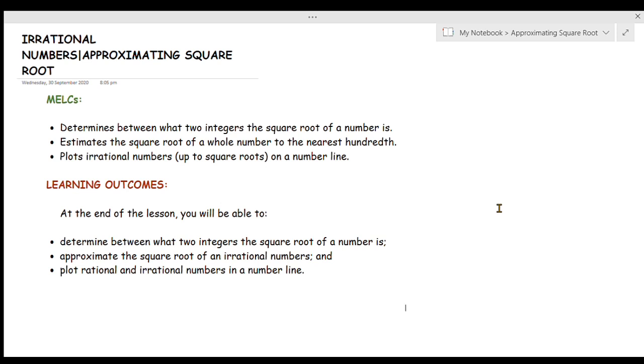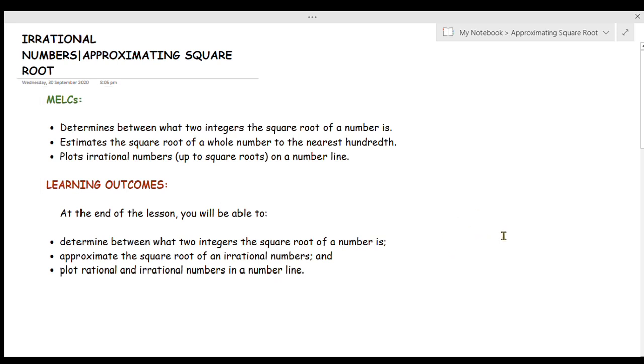So our topic for this moment is all about the irrational numbers, which we're going to focus on approximating square root of a number. So our learning competencies are: determines between what two integers the square root of a number is, estimate the square root of a whole number to the nearest hundredth, and plot irrational numbers on a number line.